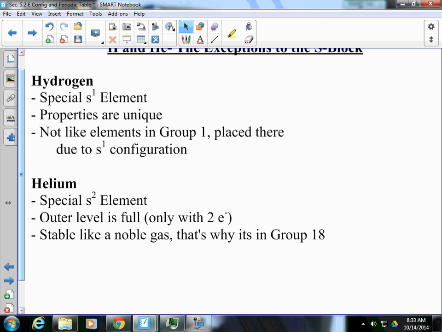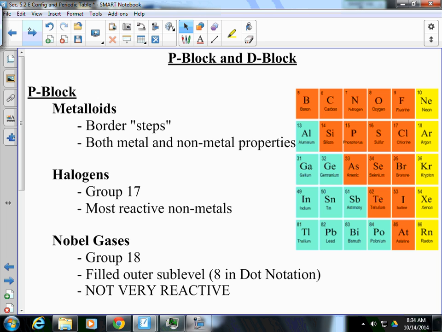Helium is very stable, just like a noble gas. That's why it's in the noble gas category in group 18, and it does not react with anything. So hydrogen and helium are very unique because they only have 2 electrons in their outer shell, and 2 is all they need to have a complete full outer shell, unlike the rest of the elements who need to have 8. Talking about the p block, we'll move over to the p block.